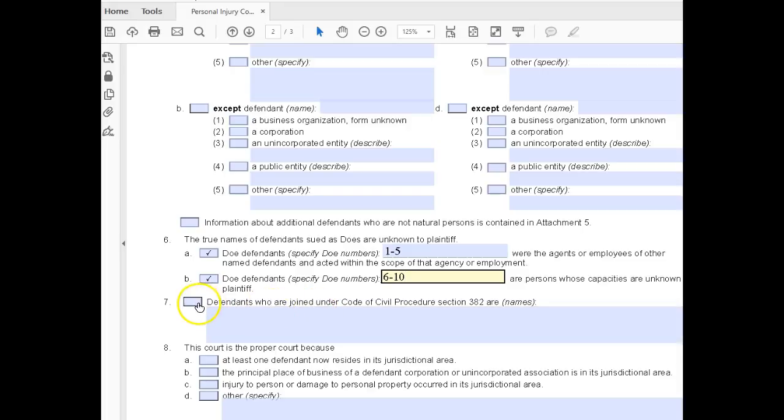The next is defendants who are joined under Civil Code Section 302. Well, there aren't any joined, so you don't have to worry about that. Then the next is a venue allegation.